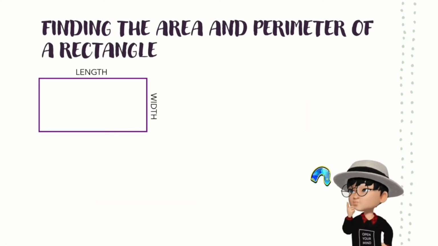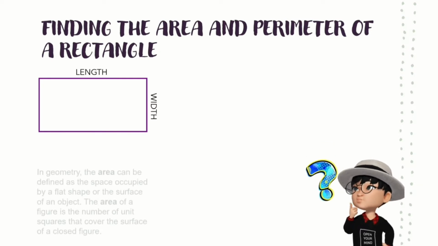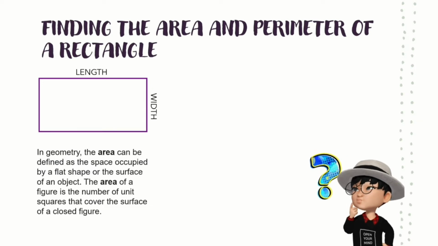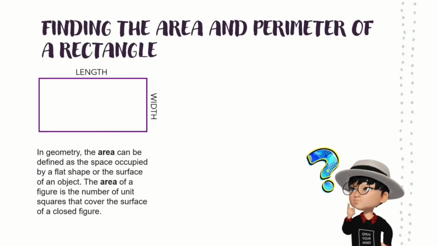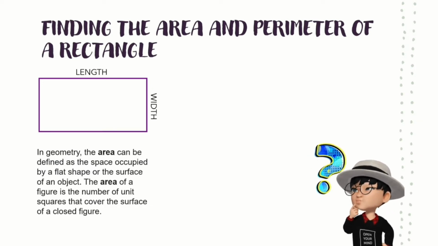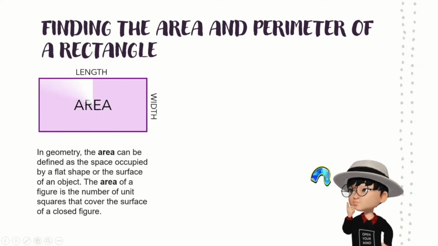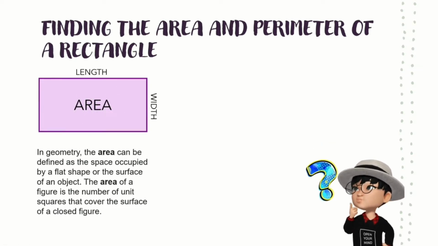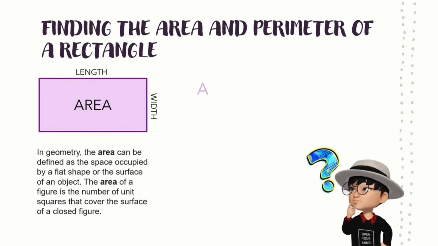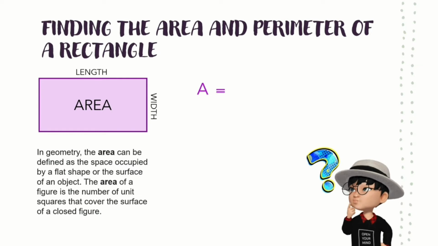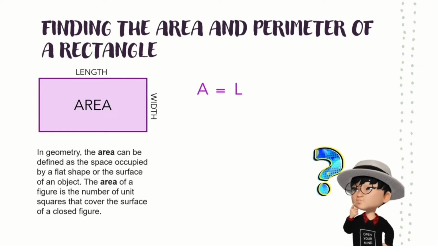How to find the area and perimeter of a rectangle? In geometry, the area can be defined as the space occupied by a flat shape or the surface of an object. The area of a figure is the number of units squared that covers the surface of a closed figure. So in this figure, the area is the shaded region.